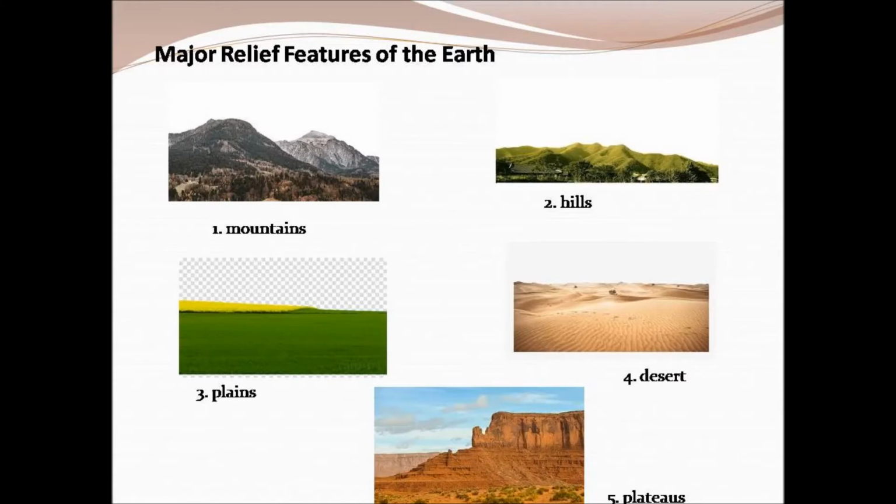Now look at these pictures, children. In the first picture you can see the mountain, and in the second one you can see the hills, and in the third picture you can see the plains, and in the fourth you can see the desert, and in the fifth picture you can see the plateaus. So from these pictures we can clearly say that the earth's surface has different appearances. And now in this lesson we shall study about why and how these landforms are created on the earth's surface.